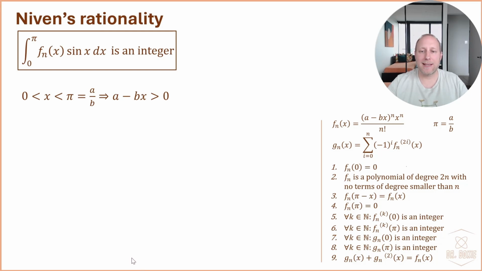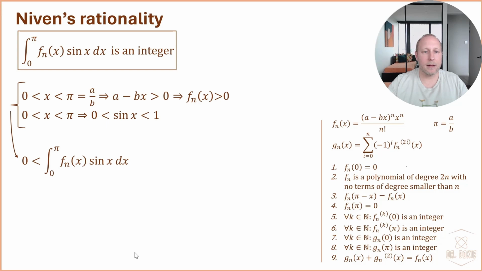x itself is between 0 and pi, so it's positive, and a power of it is positive as well, and dividing it by n factorial, which is a positive number, doesn't change the fact that it's positive. So fn of x in this range of integration is positive. Secondly, in the same range of integration, sine x is between 0 and 1. In other words, it is positive as well.